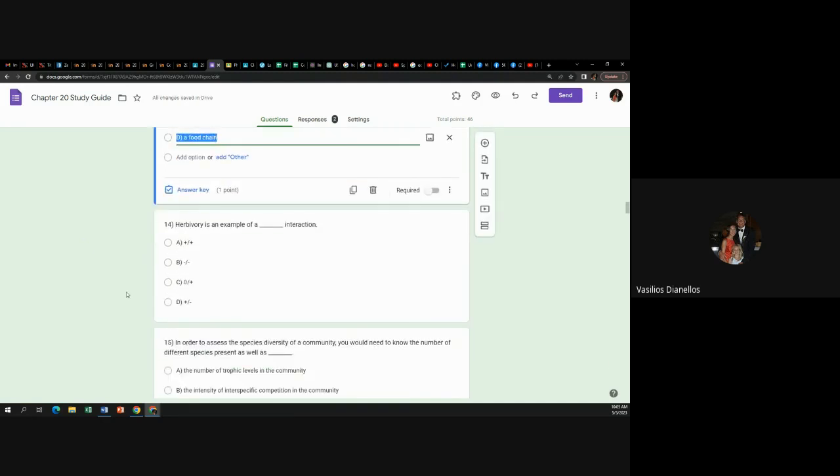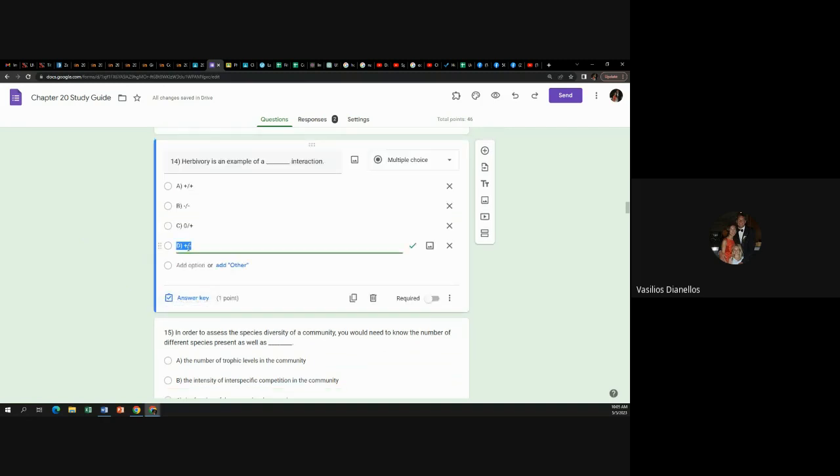All right, herbivory is an example of what? Obviously, it's a plus-minus, right? The thing doing the eating is getting the plus, and the thing being eaten is a minus. So herbivory is a plus-minus interaction. It's pretty simple, not much else to say about that. Any questions about number 14?